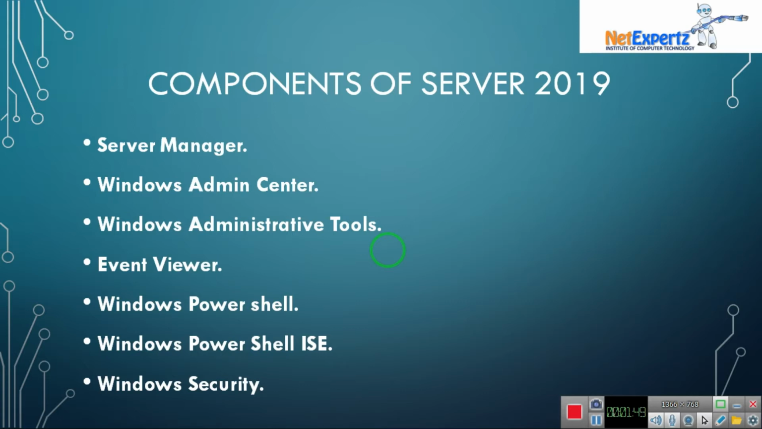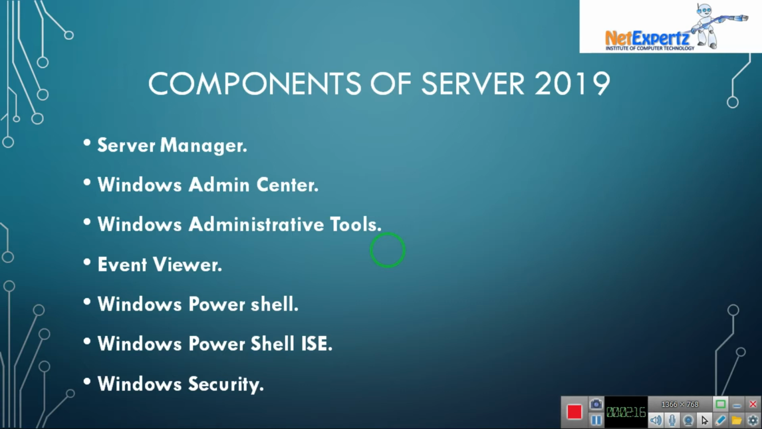Second, we have Windows Admin Center. Windows Admin Center is a web-based tool, which I already told you in the previous lecture also. The Server Manager is an offline tool, but Windows Admin Center is an online tool, so you can access it from anywhere. With the help of Windows Admin Center, we can manage Server 2019 anywhere in the world over the internet.